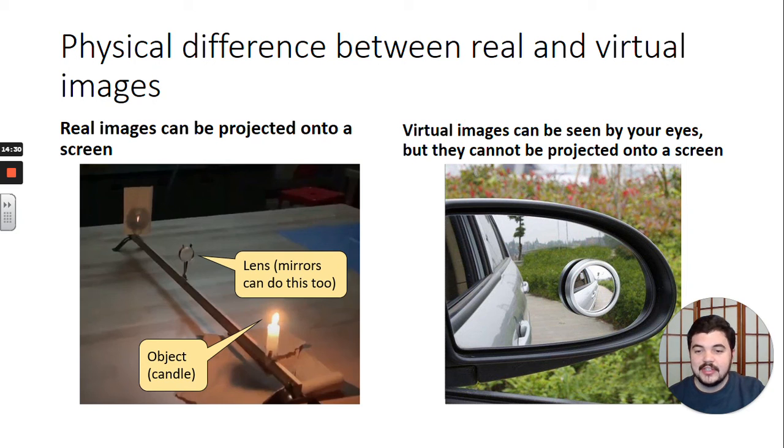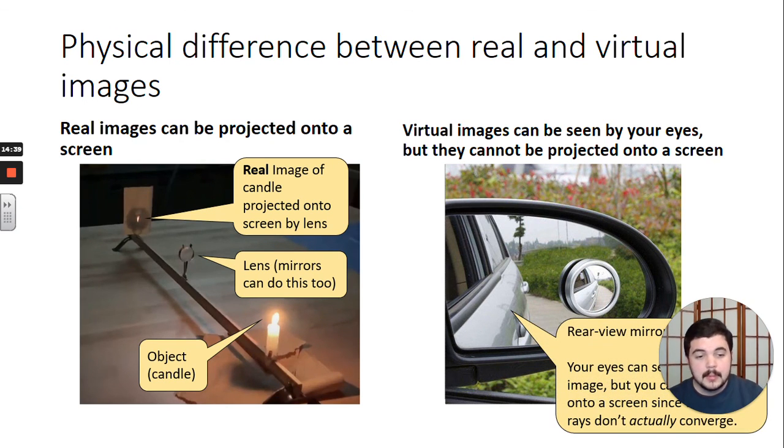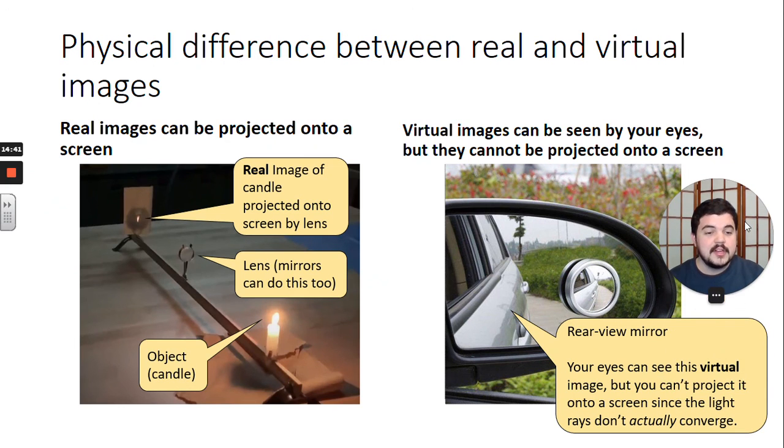Here's some labels for what I just said. The object was the candle, the lens was the mirror, and this real image formed because it was projected onto the screen. All right, so little speech bubbles to say what I said in words.